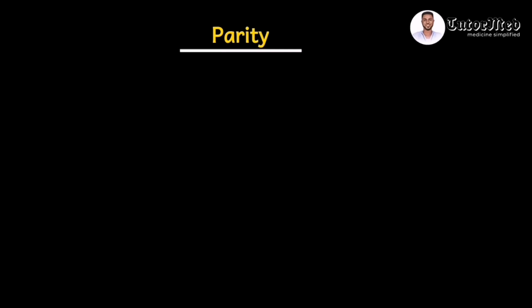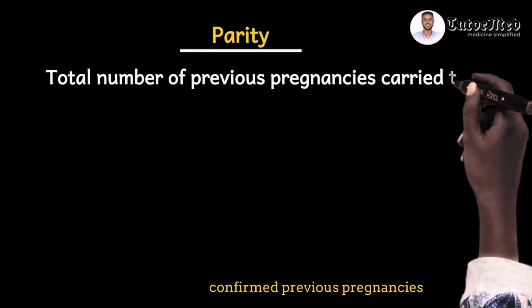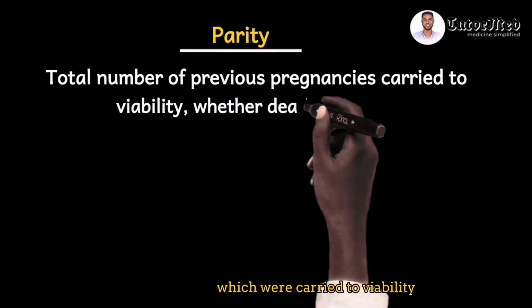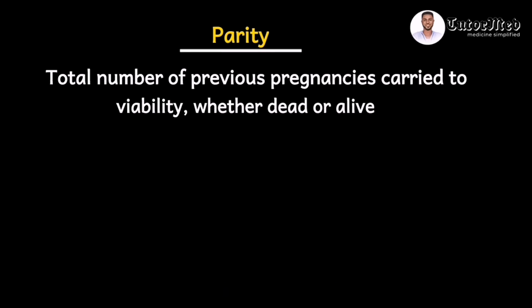Good. And so having dealt with G, the next is P, parity. What does it mean? Parity refers to the total number of confirmed previous pregnancies which were carried to viability, whether the outcome was a dead baby or a live baby. So irrespective of the outcome, if the pregnancy was carried to viability, we call that the woman's parity.